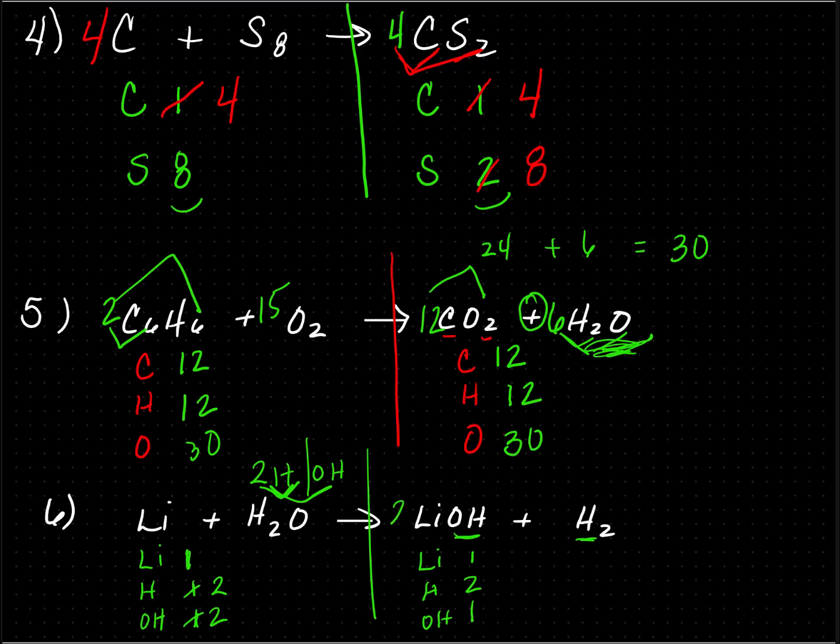2 times 1 gives you 2 lithiums, and then 2 times 1 hydroxide gives you 2. My hydroxide are balanced, but not my lithium, so I need a 2 in front of lithium. So my coefficients are 2, 2, 2, 1.